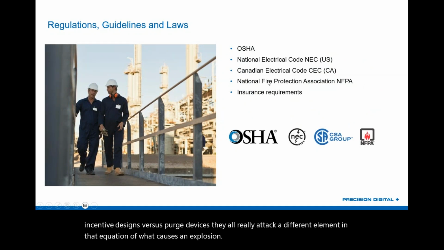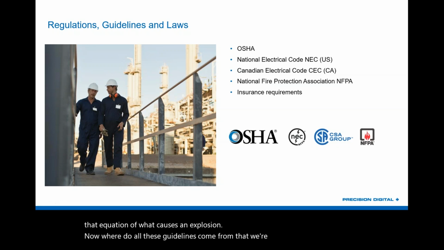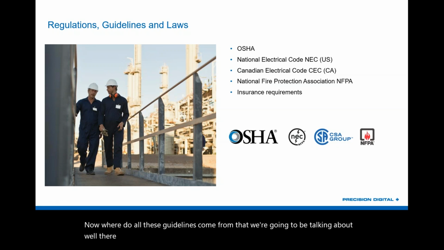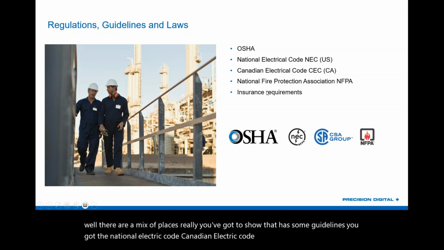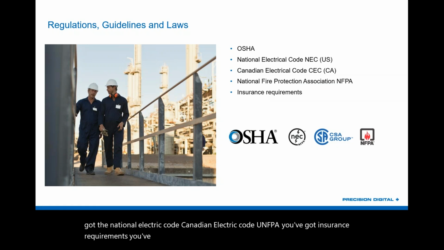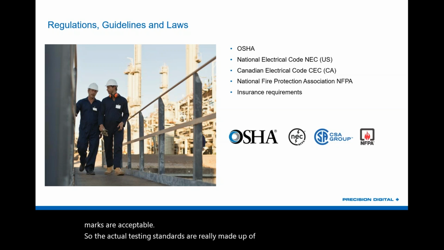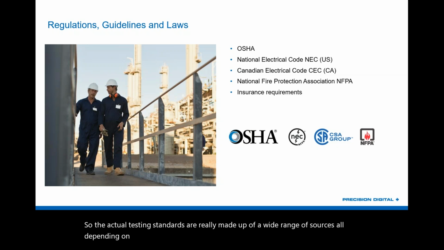Now, where do all these guidelines come from that we're going to be talking about? Well, they're a mix of places, really. You've got OSHA that has some guidelines. You've got the National Electric Code, Canadian Electric Code, the NFPA. You've got insurance requirements. You've got documents at some facilities, especially larger companies, that have their own regulations on how to control these and what kind of marks are acceptable. So the actual testing standards are really made up of a wide range of sources, all depending on what mark, what country, and what protection method you have.